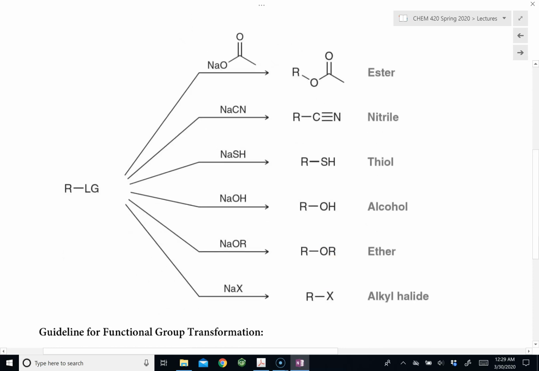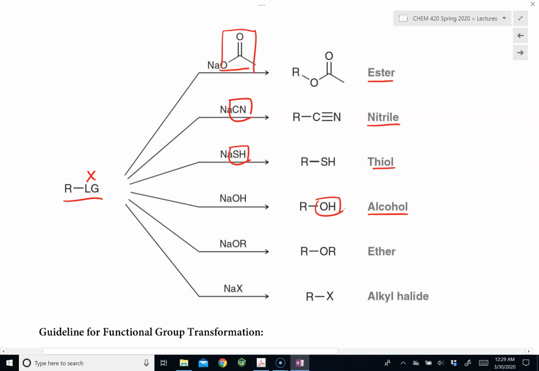And here are some of the examples. In this case, the alkyl halide will be the substrate, and the leaving group will be a halogen. By choosing the proper nucleophile, for the first example, sodium acetate, and this entire component here is our nucleophile, we'll be able to convert this substrate into an ester. And similarly, by choosing another nucleophile, we will be able to convert this into a nitrile or a thiol by using this as the nucleophile, or an alcohol by using hydroxide as our nucleophile, and many other functional groups.